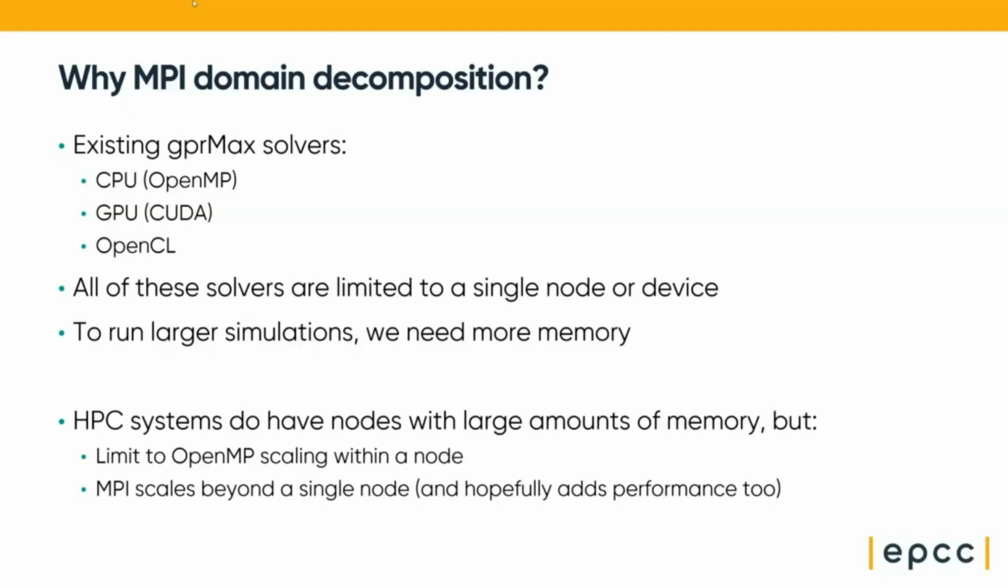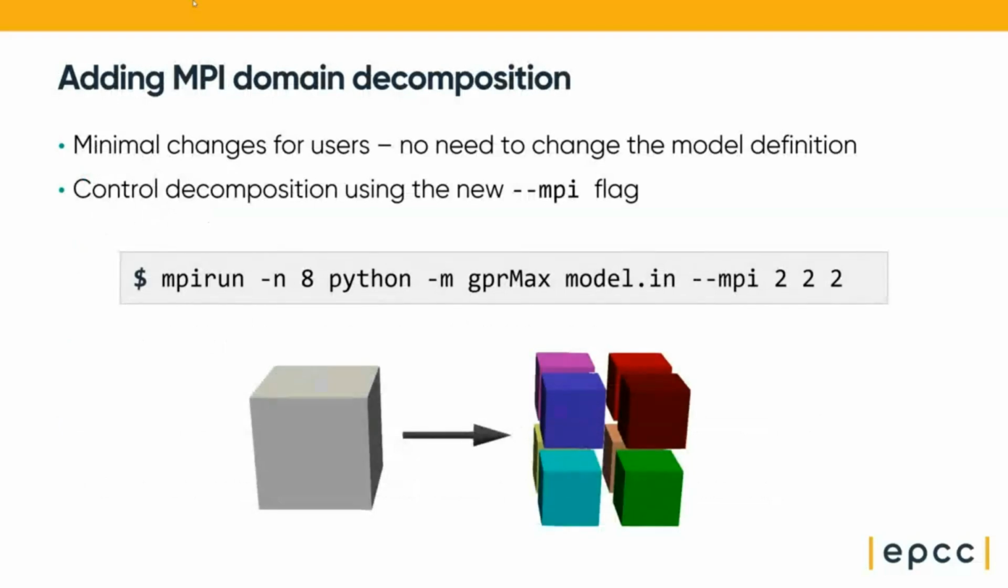So adding MPI domain decomposition means we can scale beyond a single node and hopefully add a bit of performance as well. From a user point of view, the aim was to make the change as minimal as possible. So no need to change the model definition, simply add this new MPI flag to the run, followed by the numbers to specify how you want to break up your domain. Here we've got the gray box with our main domain, and we're going to decompose by 2 in the X, Y, and Z dimensions.